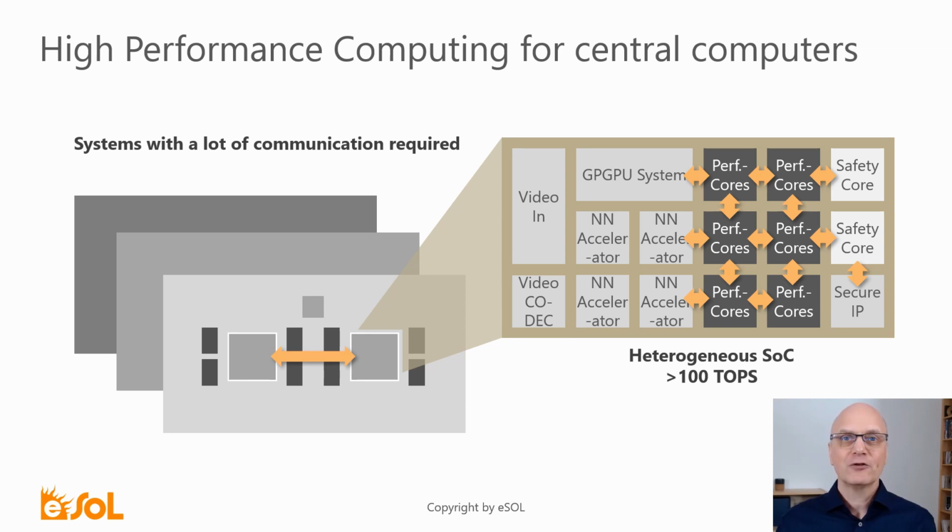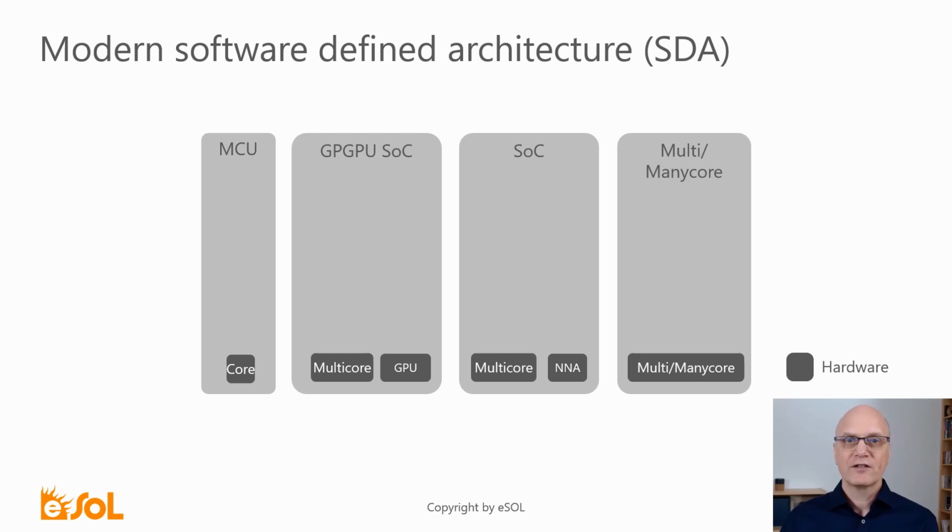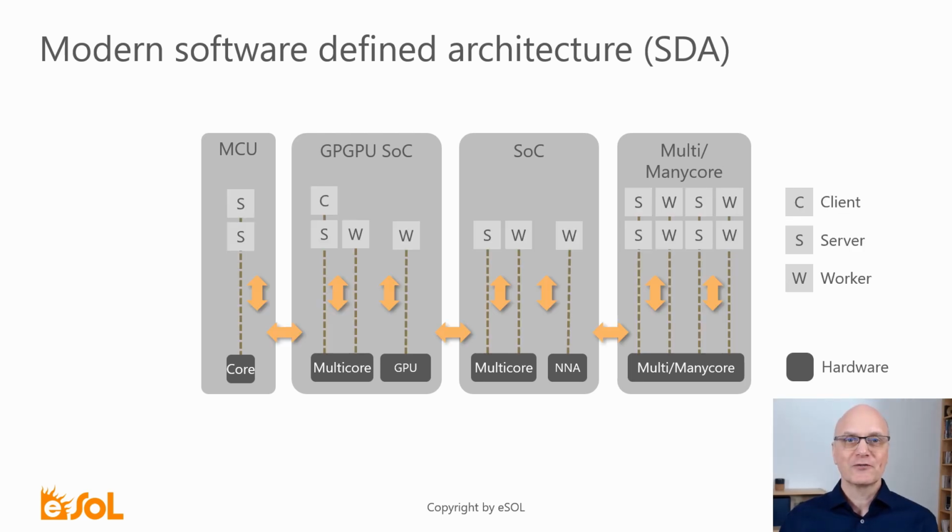And for a complete autonomous driving system, the HPC ECU must communicate with other ECUs like the steering and braking ECU. How will the software applications communicate with each other in modern software-defined architectures? The application software is based on a service-oriented architecture in which clients, servers, and workers must communicate a lot and quickly. Some of these applications, such as decision-making and autonomous driving, are relevant for functional safety.